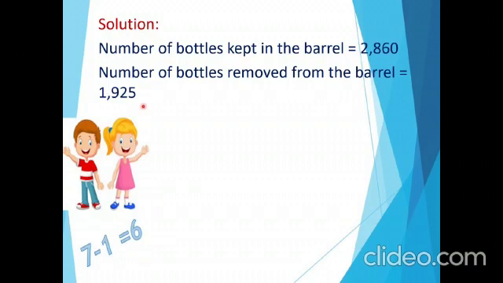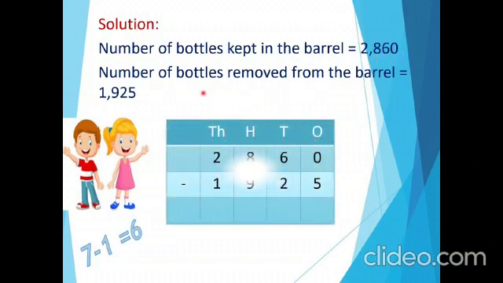Here we need to find the number of bottles left in the barrel. Left is a keyword for subtraction. Removed, left, these are all the keywords or clue words for subtraction. So here we have to do the subtraction operation in the third step. For that we have to arrange the numbers in the place value chart that I have done here.